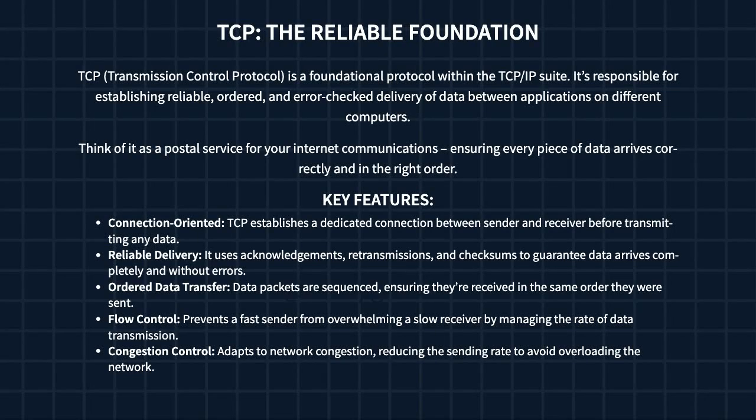Let's talk about TCP. It's a really important protocol for how data travels across the internet. Basically, TCP is like a super reliable delivery service. It sets up a dedicated connection before sending anything, making sure every piece of information gets there safely and in the right sequence. It does this through acknowledgements, retransmissions, and error checking, so you don't lose data along the way. And it's smart too. TCP manages the speed of transmission to prevent one computer from overwhelming another. That's flow control. Plus, it responds to network congestion to keep things running smoothly.